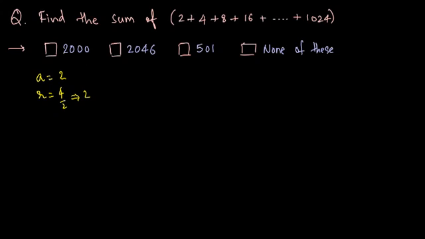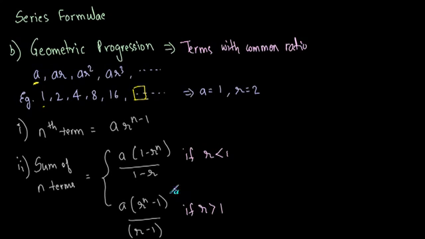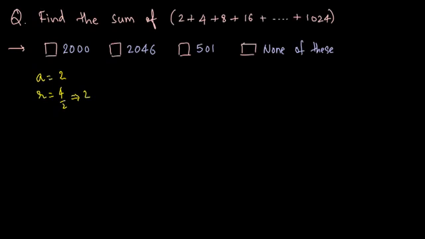So let's look at the formula for sum of series. Now our ratio is greater than 1, so we will use this formula. So it's a into r raised to n minus 1 divided by r minus 1. The data that is missing is this n. So to find out n, there is an easy way.